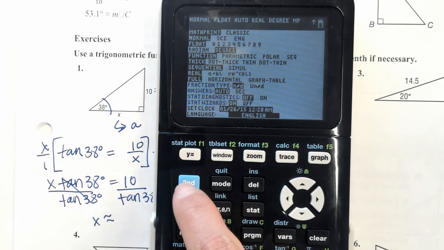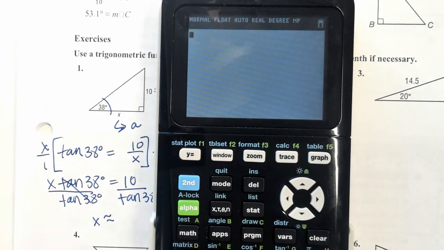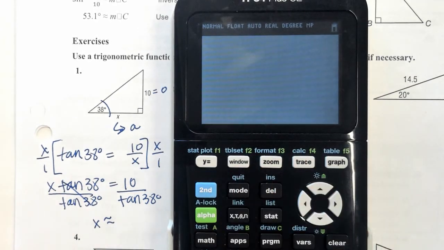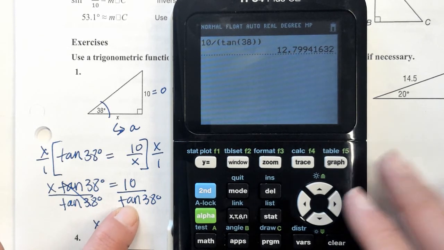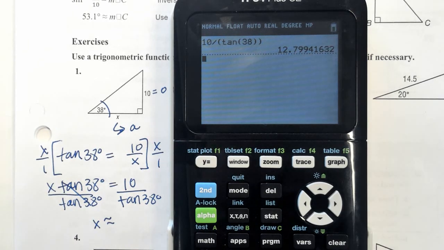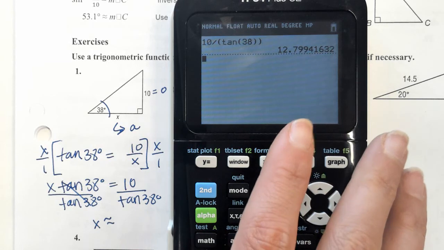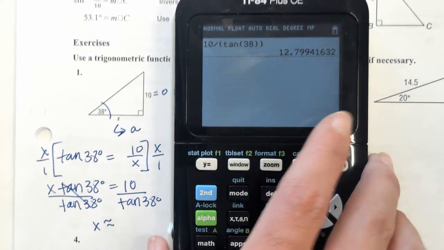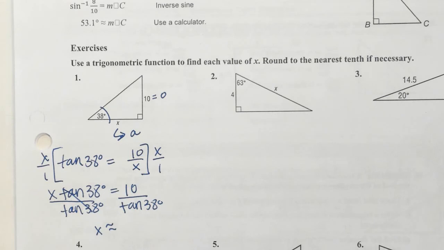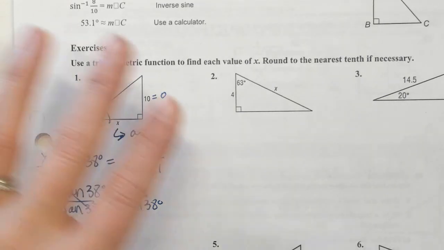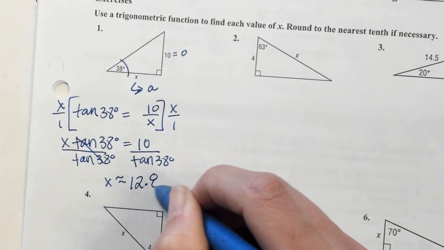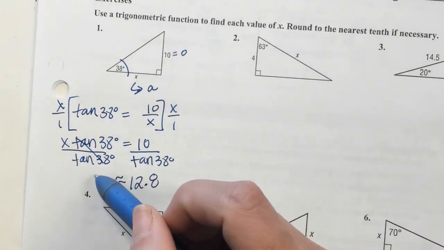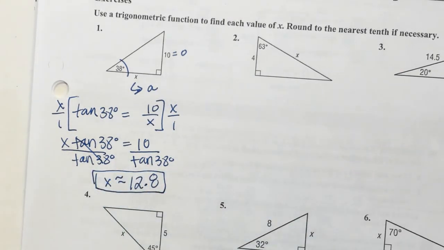Now hit second, this button, and quit right beside it. Now the way you type this in is exactly like you see it. 10 divided by, make sure you put the bottom in parentheses, tan, which is this button, 38. Close both parentheses. Make sure you get 12.7994, and so on. If you don't get this, let me know so I can help you. Everybody got it? Very good. So let's round to the nearest tenth, because that's what the directions say. So it'd be 12 point, very good. So that is this side that we just solved for, 12.8. Questions about that part?